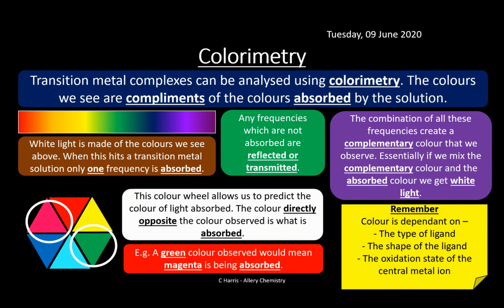so the shape of the complex, should I say, not the shape of the ligand. So the type of ligand, the shape of the complex, and also the oxidation state of the central metal ion. So these things impact the color that we see. Now, in terms of colorimetry, it is a spectral technique. So obviously, this setup here is a way in which we can identify certain transition metals.